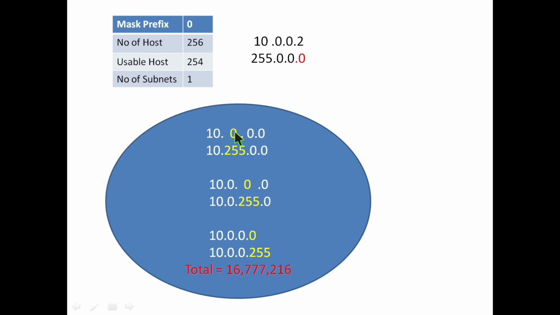And if it is class A and the 0 is in the second number, then it can communicate in the second number, that is from 0 to 255. If it is in the third number, it can communicate from 0 to 255 in the third number. If the 0 is in the fourth number, then it can communicate 0 up to 255 in the fourth number. Altogether, 16 million IP addresses can communicate in class A.